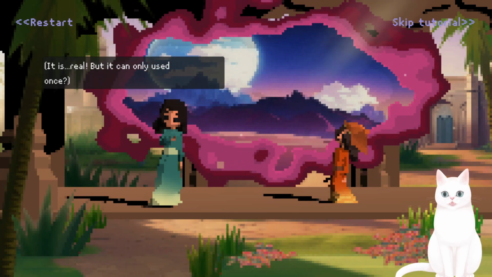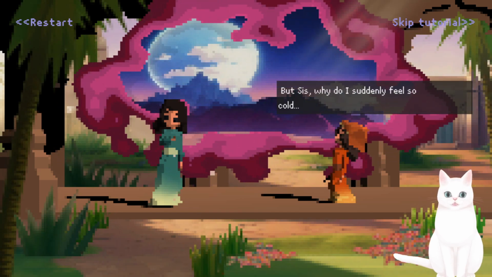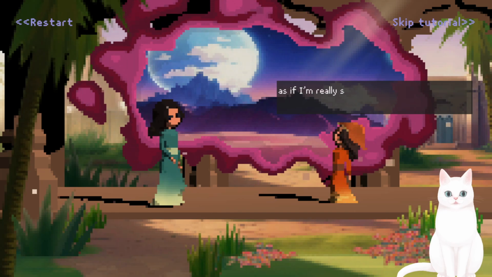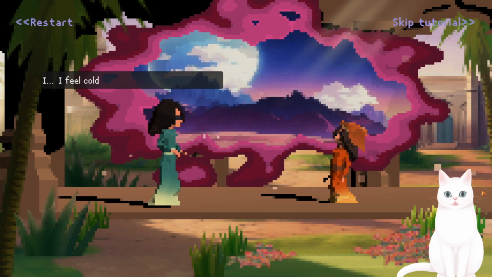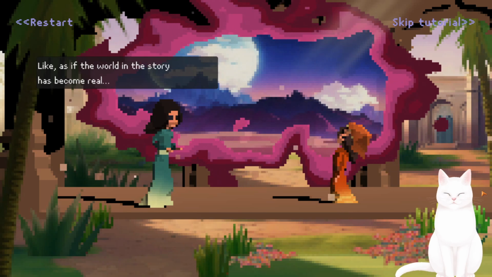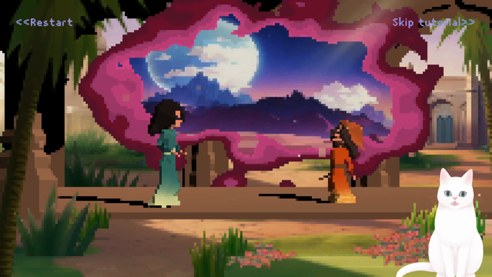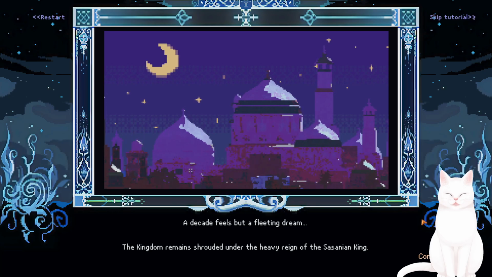So the sword from the language can only be used once. This memory scene is where Shahrazad realized her ability to turn stories into reality. And now we can try to get to the next chapter.